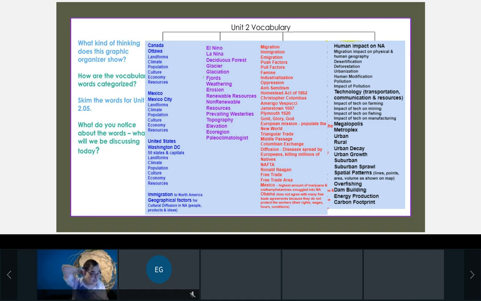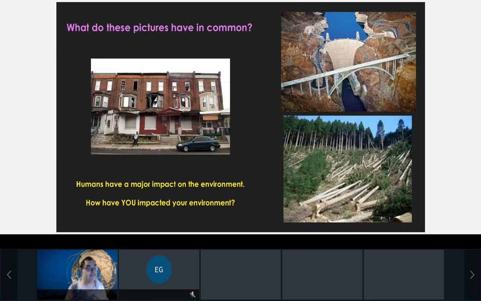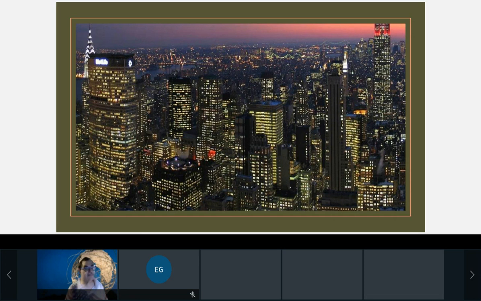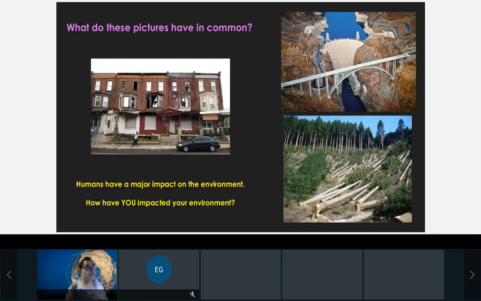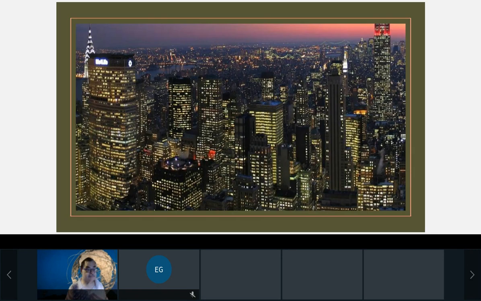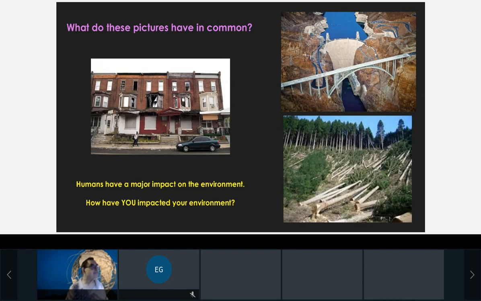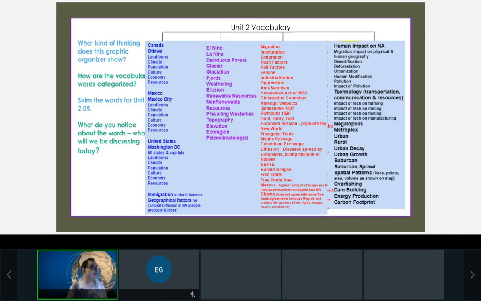All right, let us move to the next slide, please, Eve. Uh-oh. Let me go back to the file. Uh-oh. Oh, this is interesting.